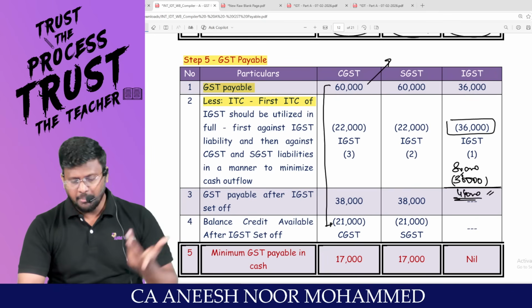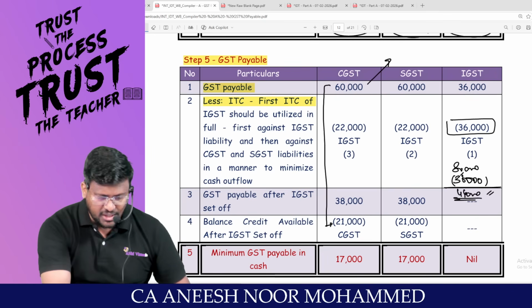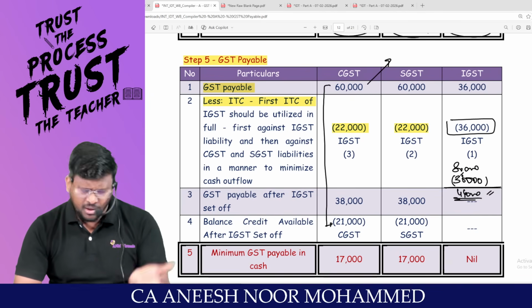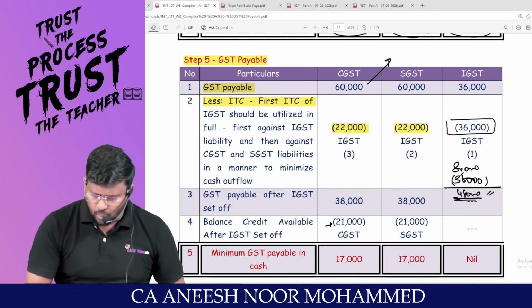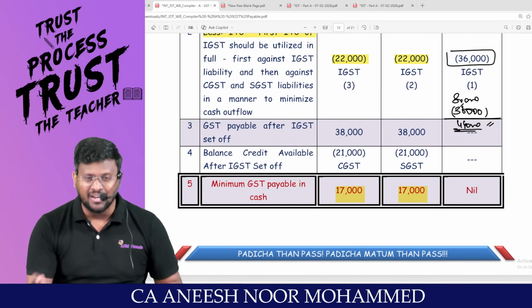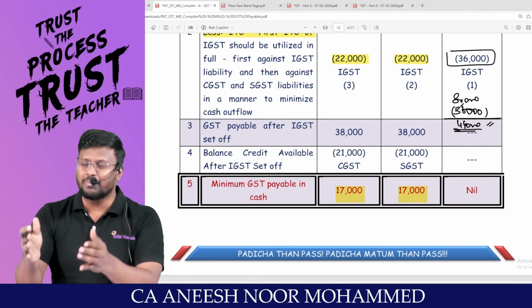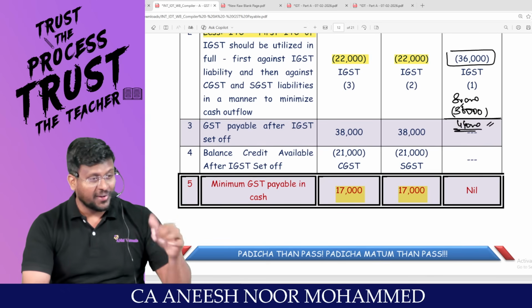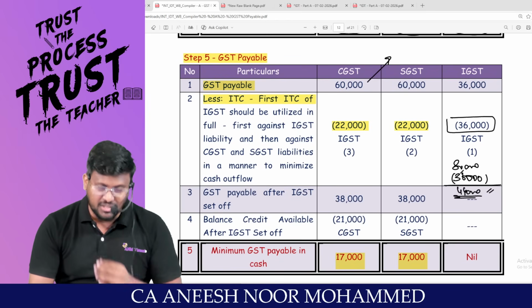Am I right? But in this question, this 44,000 has been bifurcated between CGST and SGST, because in any manner you can do it in any way whatever you want. Here, they are treating both central government and state government in the same manner. 50% they are giving to central government and 50% to state government. Sir, they are supporting both central and state.